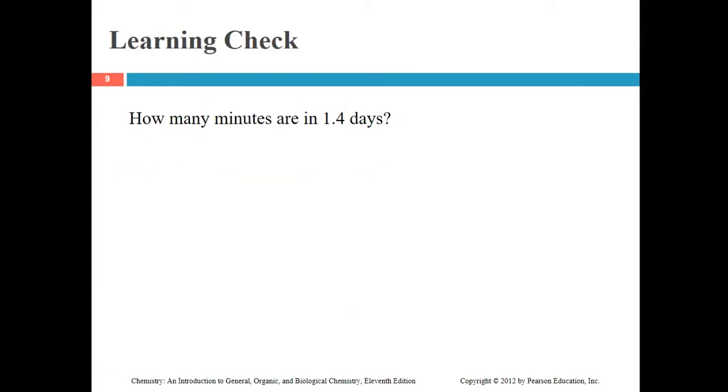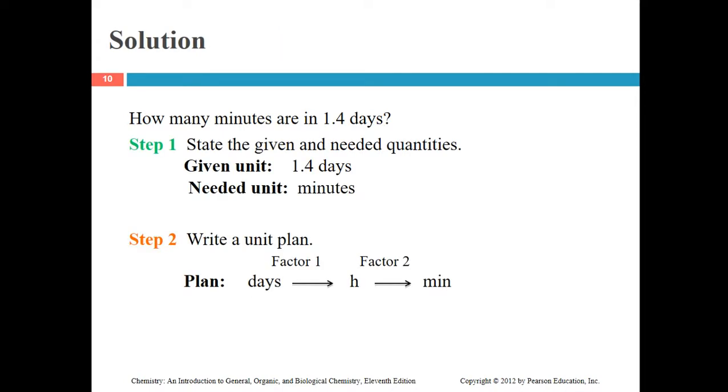All right, so how many minutes are in 1.4 days? Okay, why don't you set this on pause and see if you know even where to start. All right, so obviously we're going to start with what's given. 1.4 days is given. We know we're going to get to minutes, but we don't have a way to get from days to minutes directly. All right, well, we're going to have to first go to hours.